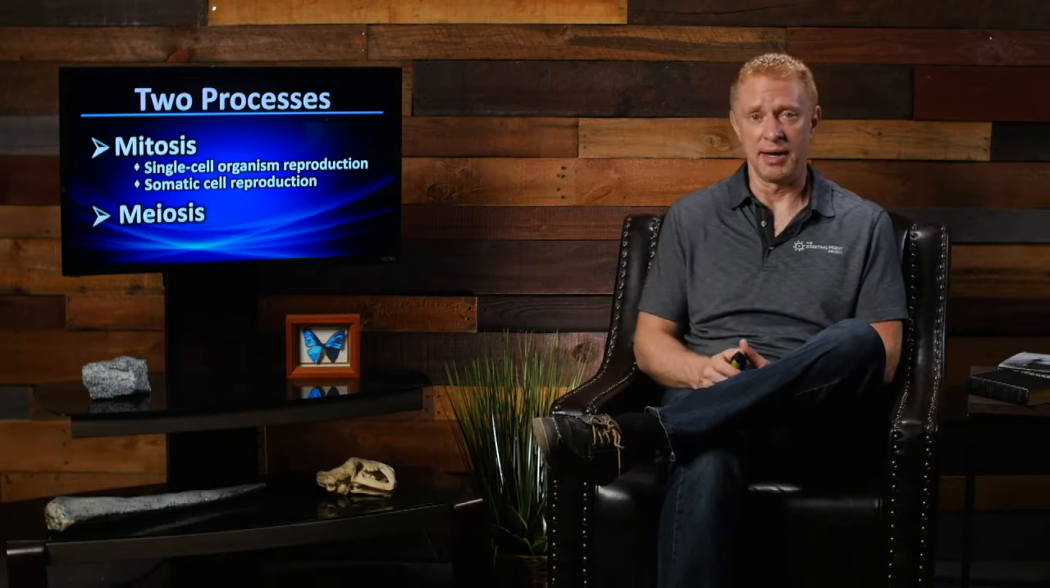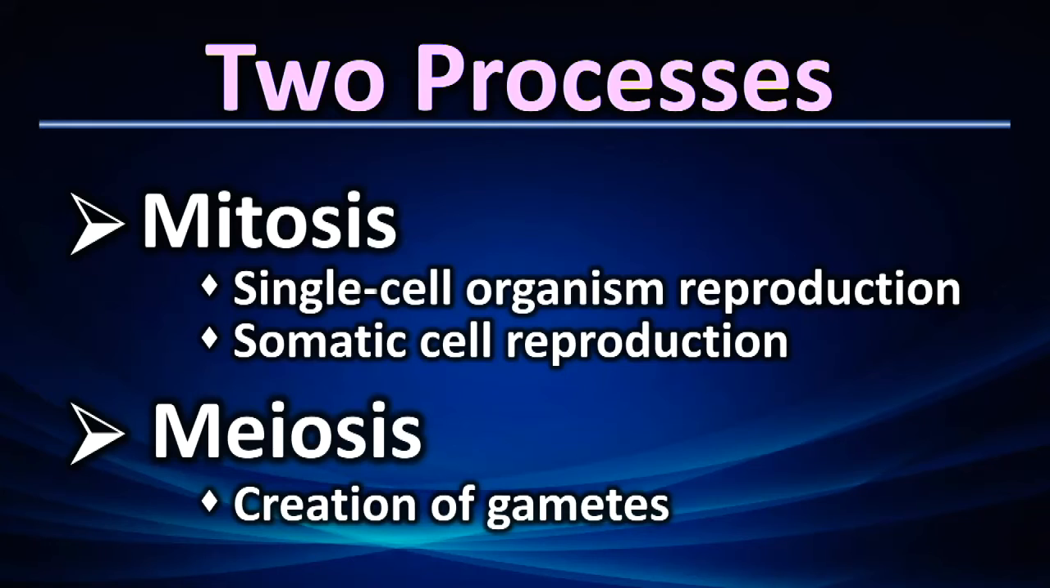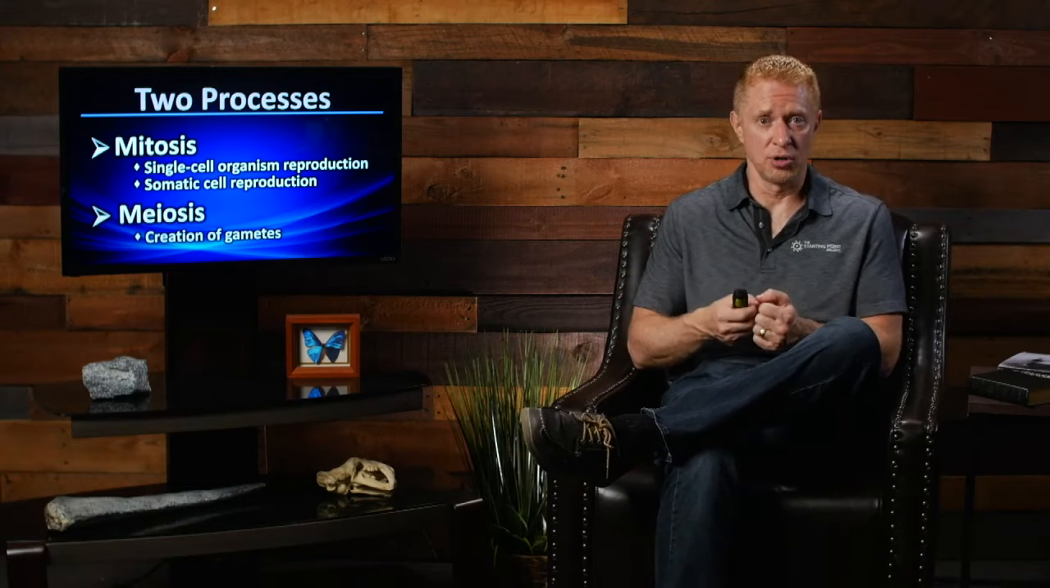And then we have meiosis, which is a process that's very different that creates what we call gametes. These are special things that can get together to produce offspring like a baby. They take some specialized germ cells and they turn them into gametes.